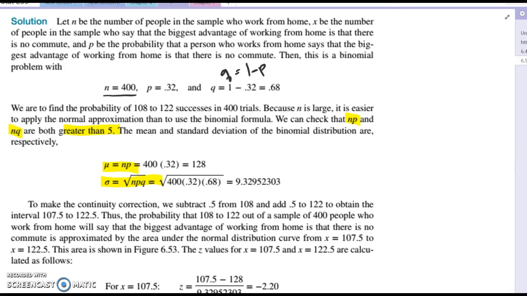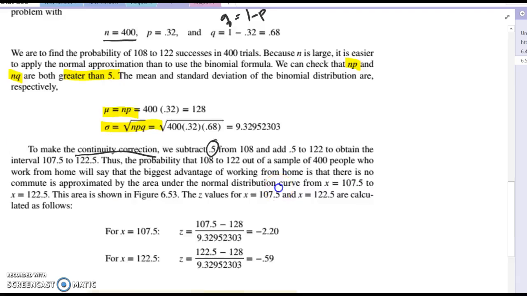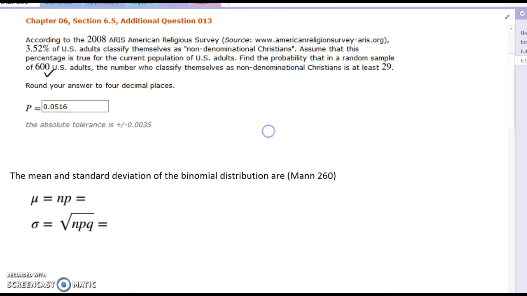And then to make a continuity correction, we need to subtract 0.5. In this case, they're doing it in between two values, so they actually have to have two values. In our question 13, we're looking for at least 29.